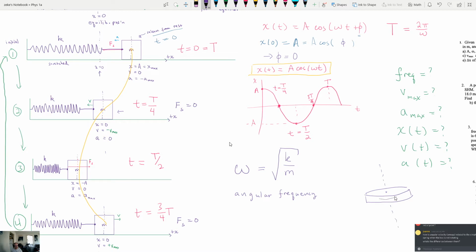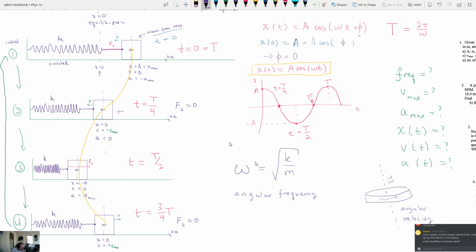If I have an object that's rotating around like this, then it has an angular velocity that points up. So this is angular velocity. And this is angular frequency. The biggest difference that I can think of is that angular velocity obviously describes something that's rotating. Angular frequency can just describe something that is going through periodic motion.